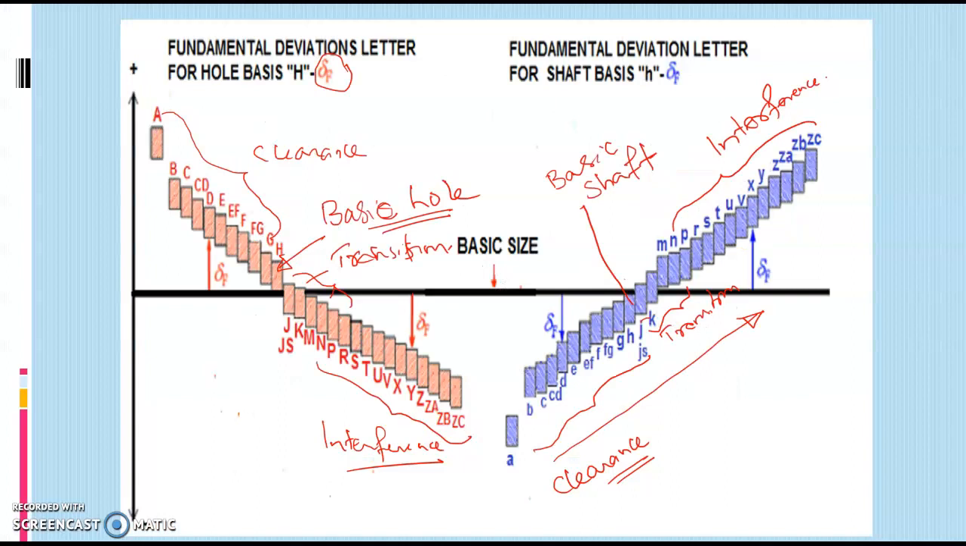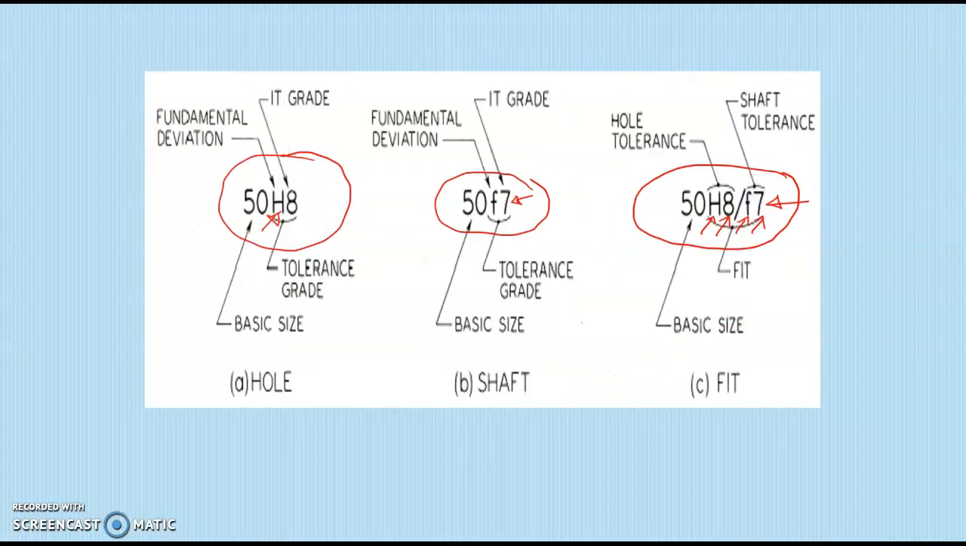Referring to this chart, we can tell what kind of fit that is. The 50 zero line will be drawn as a straight line, and we know that capital H is the basic hole, so it is resting on the zero line. So this is represented by the capital H.